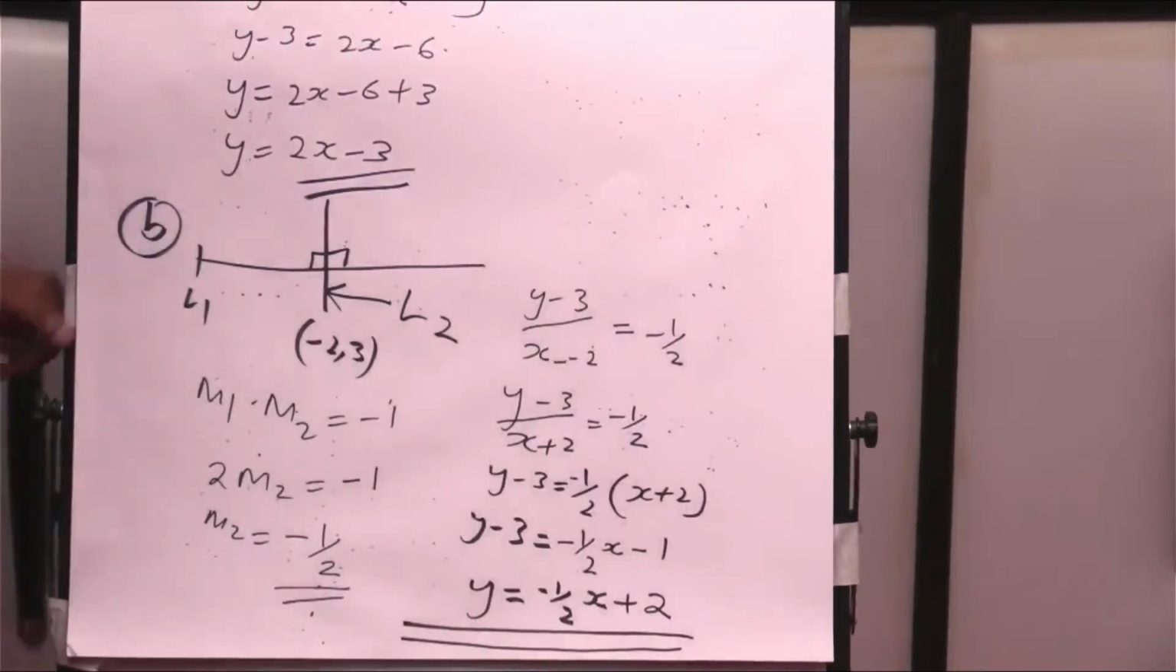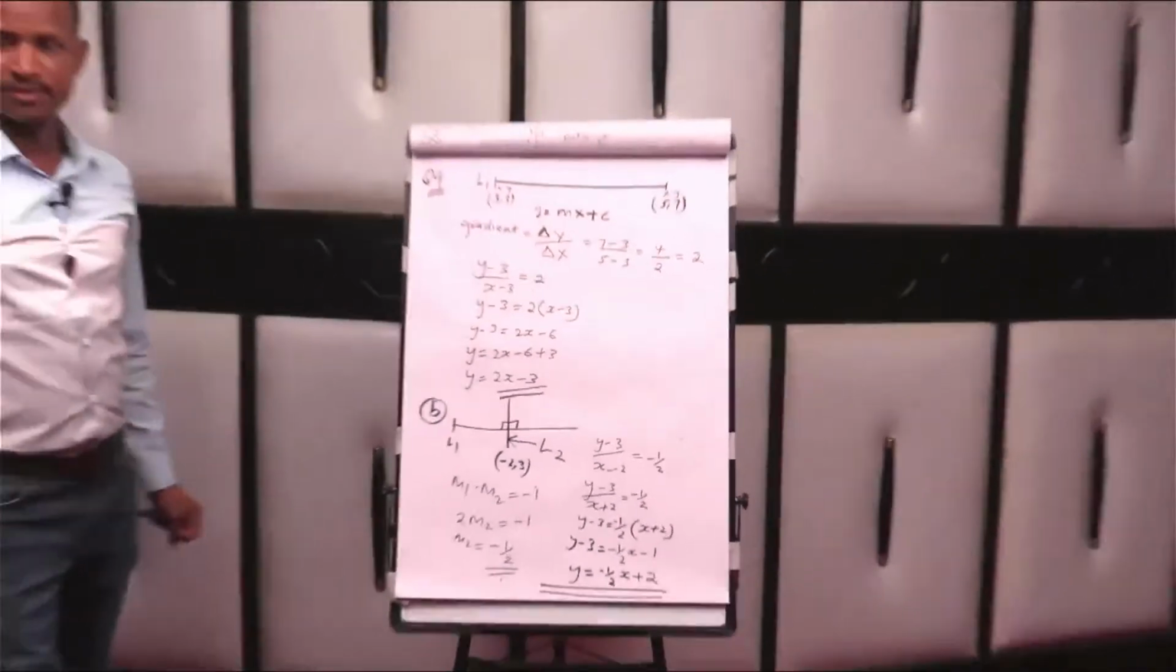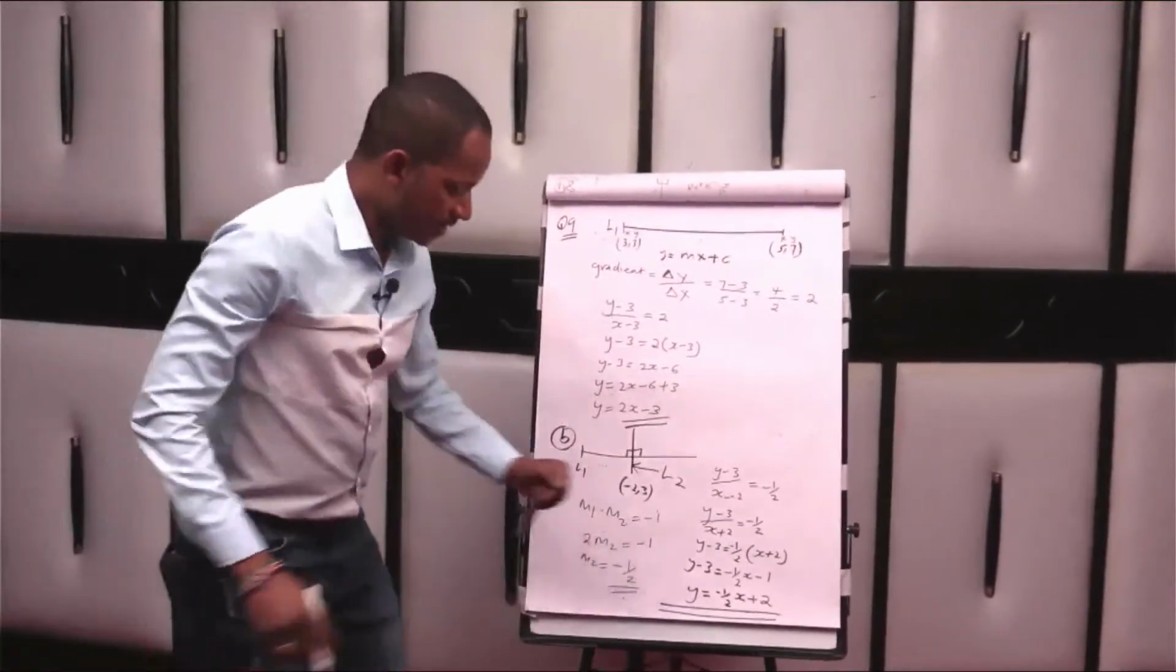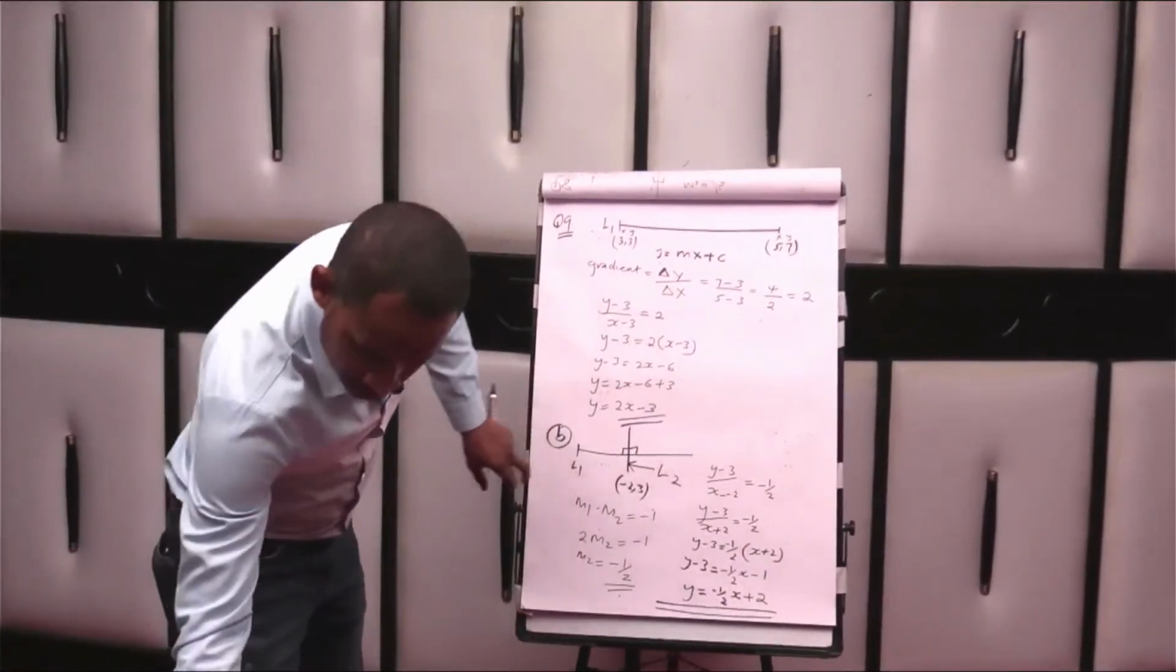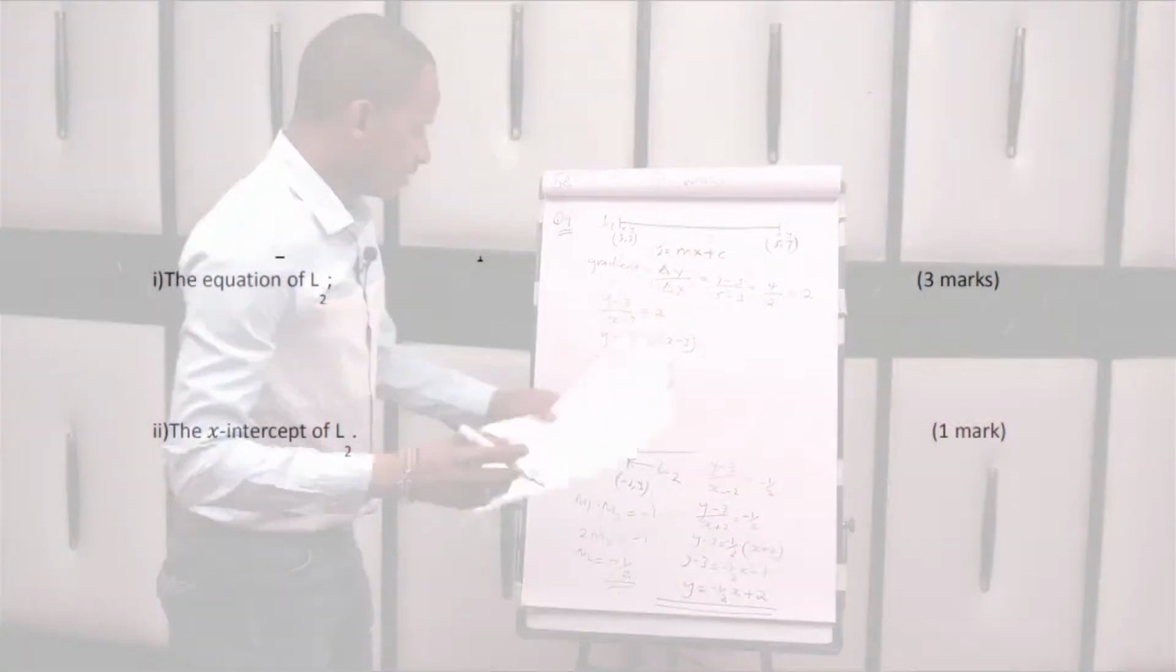Our answer is that. Then the next part of this question says, this is question B part 1. Then question B part 2 says, find the x-intercept of L2.